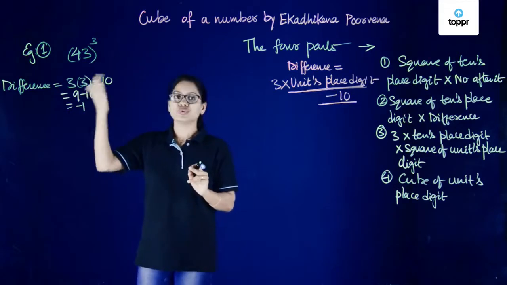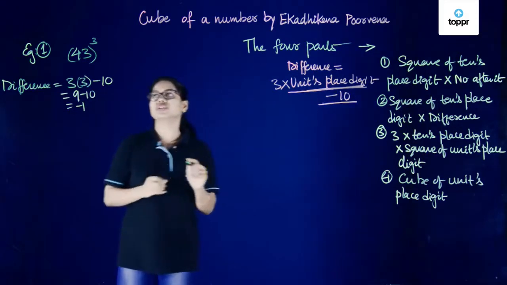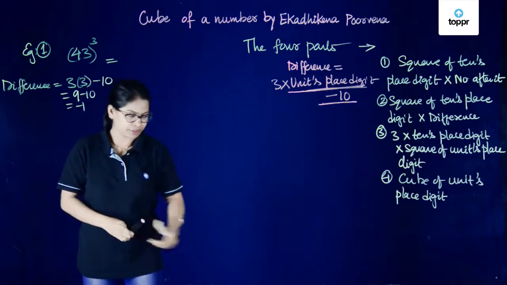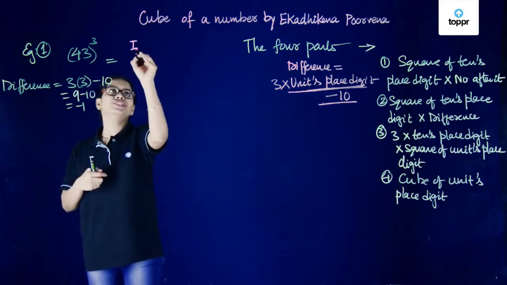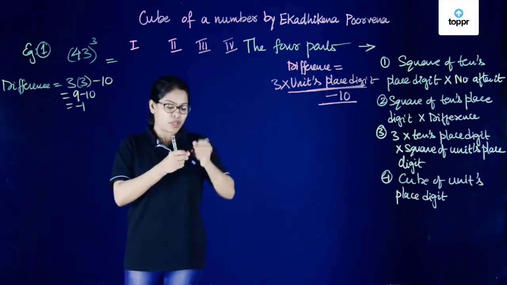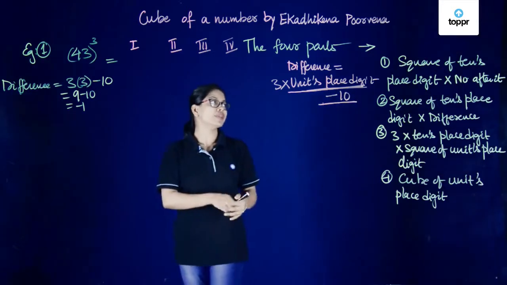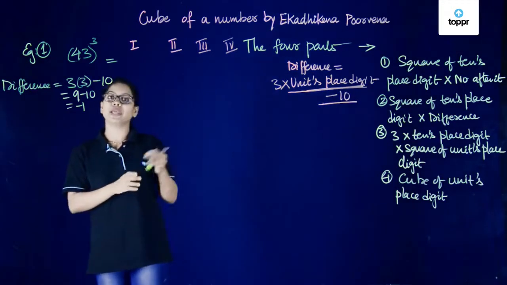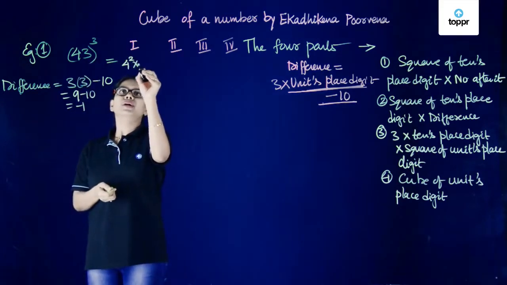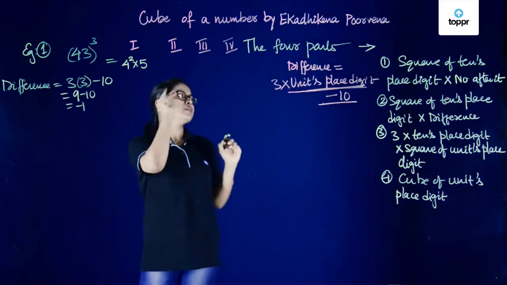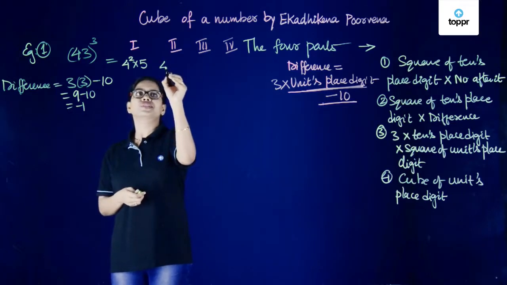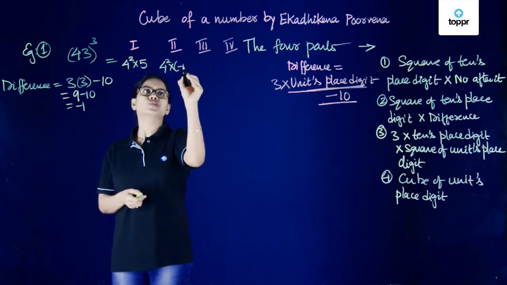Now let's use this difference and carry out the multiplication. We'll carry it out in 4 different parts, the 4 columns, let's name them column number 1, 2, 3 and 4. According to our formula, in the first column we square the tens place and multiply it with the number after it. The tens place here is 4, multiplying with the number after 4, that is 5. Second step, square of the tens place into the difference. So the square of the tens place is the same, and we multiply it with the difference this time, that's minus 1.